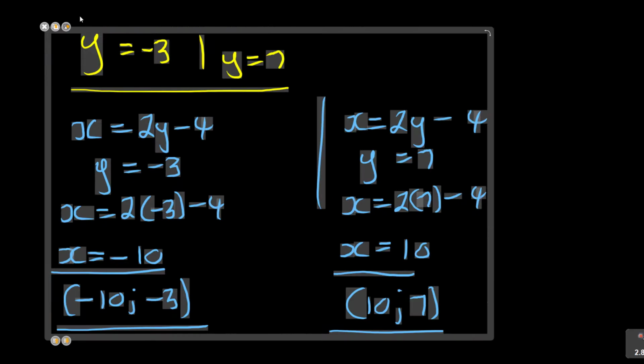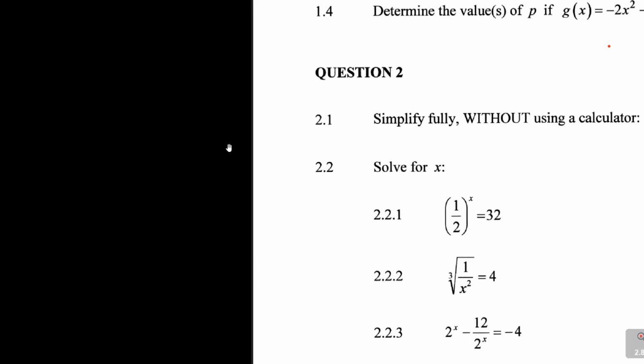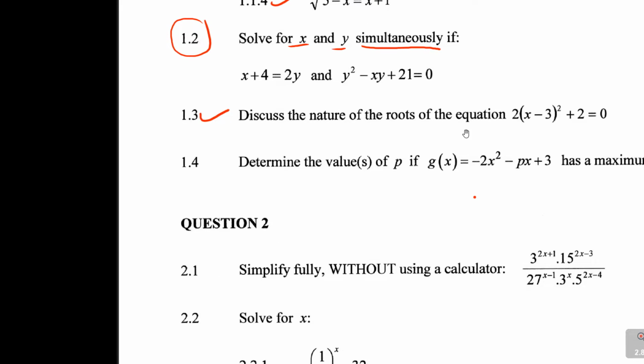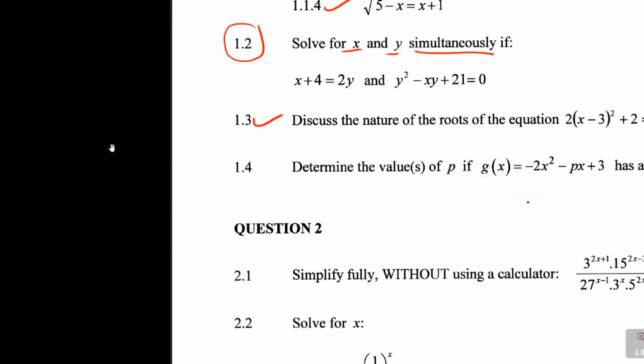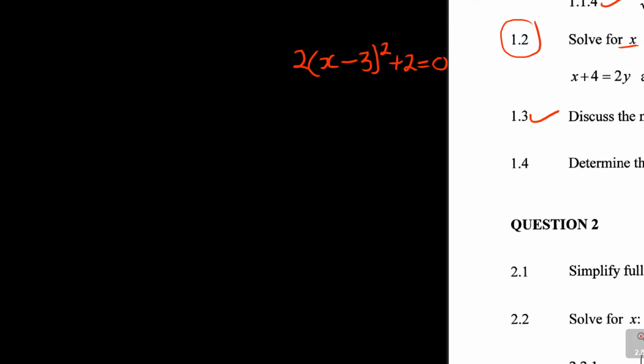Nature of roots. It says discuss. Okay, discuss the nature of roots: 2(x - 3)² + 2 = 0. Let me write it like this nearby. It's 2 marks, meaning it's not far from the answer like that.